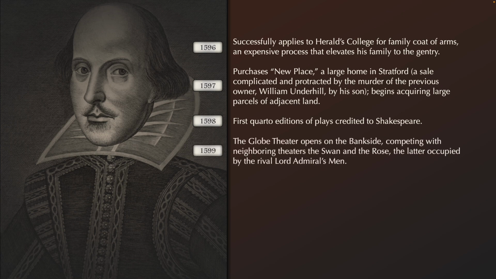In 1599, the Globe Theater, this was the company-owned theater of the Lord Chamberlain's Men, opens on the Bankside, and it is competing with neighboring theaters, the Swan, which we've already talked about, and another theater called the Rose. And the Rose Theater was occupied by probably the second most well-known theater company in London, and a rival of the Lord Chamberlain's Men, the Lord Admiral's Men. This is a company that Christopher Marlowe had once been associated with before he was killed.